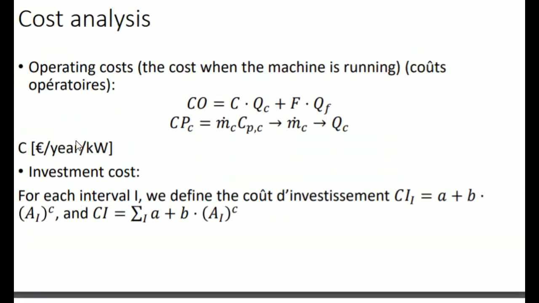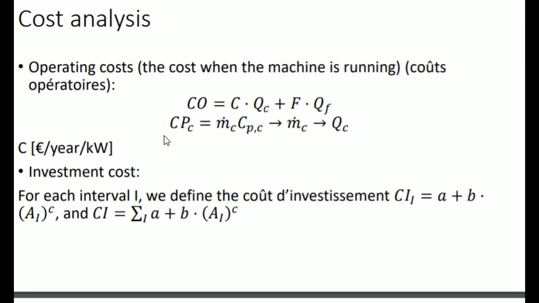Now we'll analyze the costs. It's very simple, because the operating costs are just the price of the hot utility times the flow of the hot utility, plus the price of the cold utility times the flow of the cold utility.